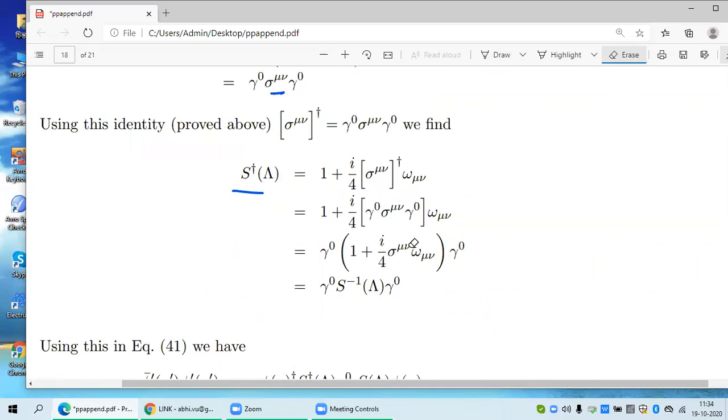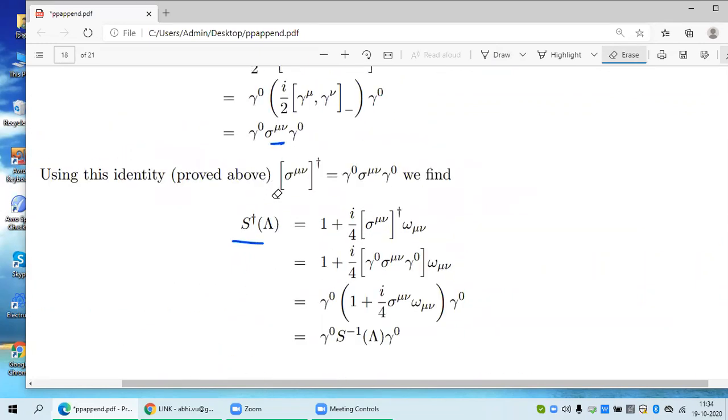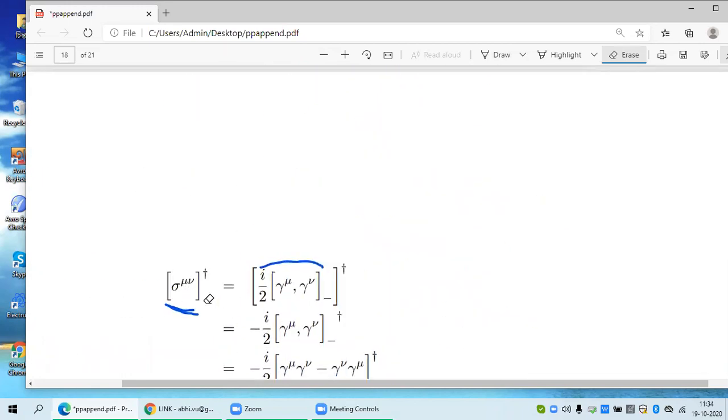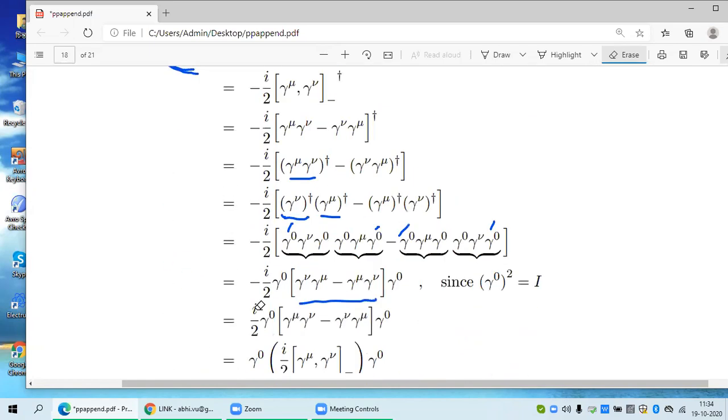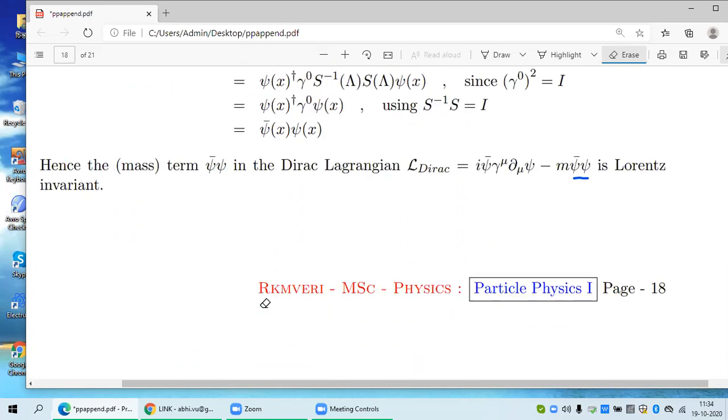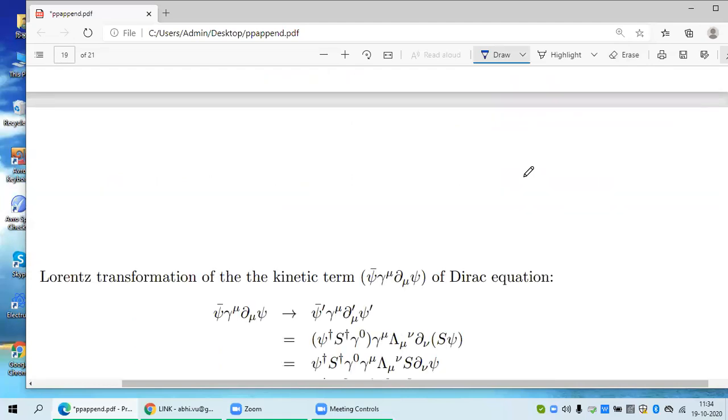So you have to use these kinds of identities, like S dagger and sigma mu nu dagger, in various places. That's why I presented it here. I could have said that the Dirac-Lagrangian is Lorentz invariant, you can test it, but I am doing this calculation just to build up the basic calculational schemes for our future work. Now we have to test the Lorentz transformation of this term. I do it in a very compact, short way.